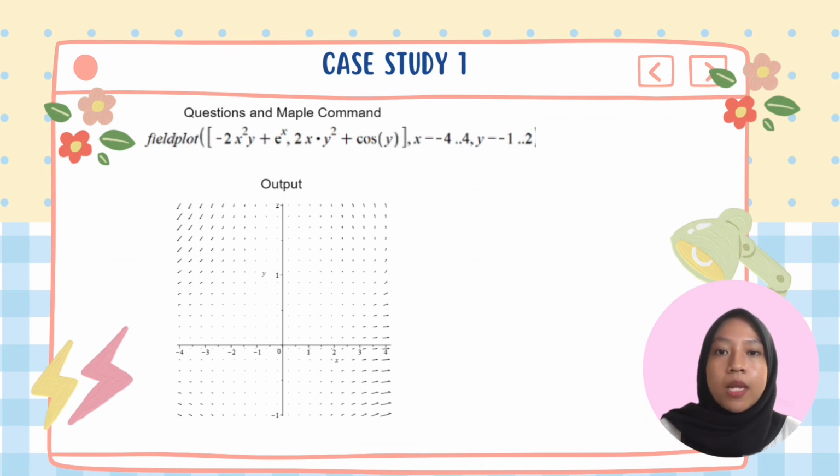The plot displays arrows at various points within x equal to negative 4 to 4 and y equal to negative 1 to 2, where each arrow shows the direction and magnitude of the vector at that point, illustrating how the field behaves across the region.